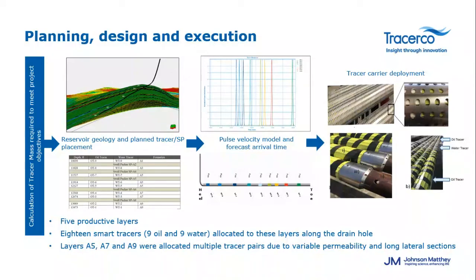We start on the left looking at the project planning with 5 formation zones identified that are subject to the investigation. These formations are named starting from the shallowest, A1, A3, A5, A7, and A9. Just to be a little confusing, the tracer numbers are starting from the toe and formation numbers from the shallowest zone to the deepest zone.